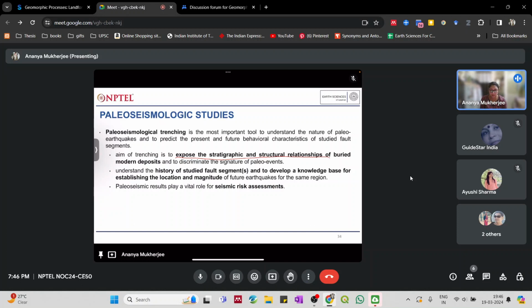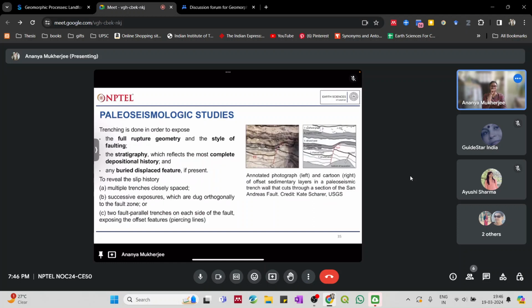So you can see the trenching, as we said, it can give you an understanding of the rupture geometry. Okay. So the face of the trench wall can actually expose the rupture geometry, as well as the style of faulting, like if it's a normal fault or a thrust fault, and the stratigraphy and the complete depositional history, and it can help us in understanding the age of the earthquake event that had taken place, and if there is any buried displaced feature.